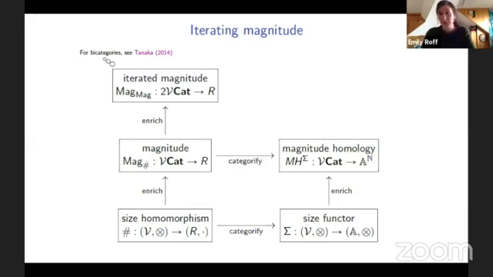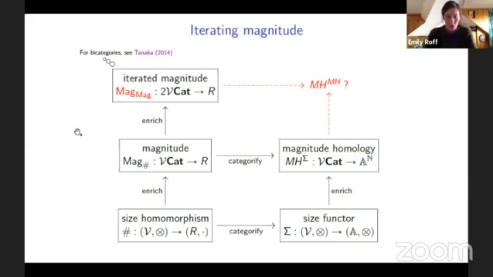So super simple idea, and it's mentioned in Tom's first paper on magnitude. And a few years later, Kohei Tanaka wrote a paper using this idea to define the Euler characteristic or magnitude of a bicategory. But what I want to talk about is what should go in this empty corner here. So is there a way to categorify the iterated magnitude of a VCat category?